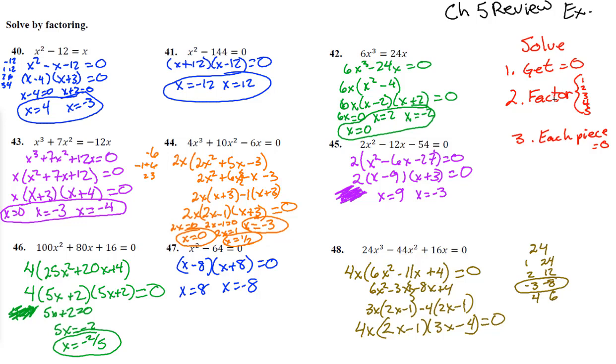Okay, that was factoring. Now each piece equals 0. So 4x equals 0 will give us x equals 0. 2x minus 1 equals 0: you add the 1 over and then divide by 2, we get x equals 1/2. And if 3x minus 4 equals 0, we add the 4 over and we get 3x equals 4, so x equals 4/3. So we get 4/3, 1/2, and 0. Excellent.